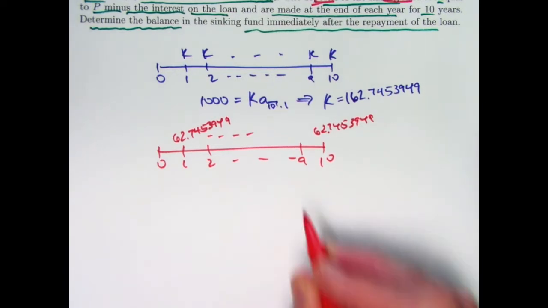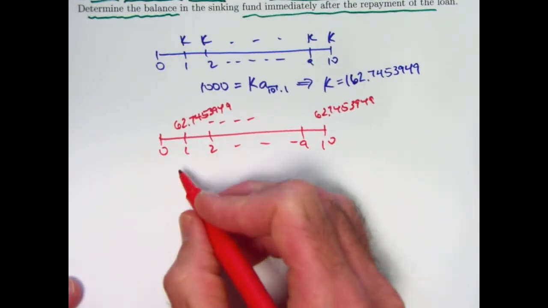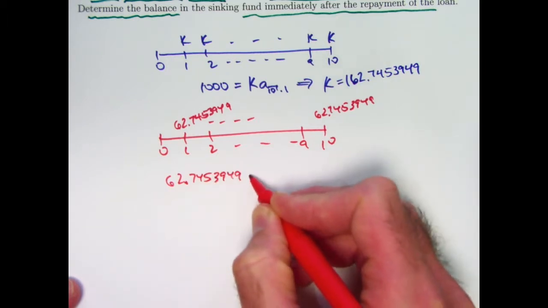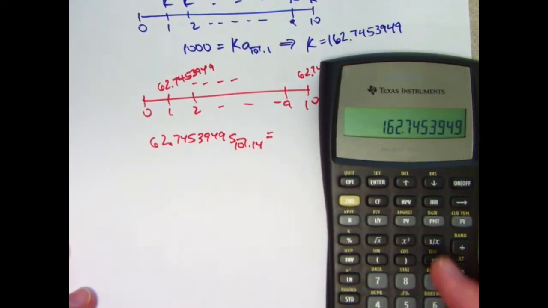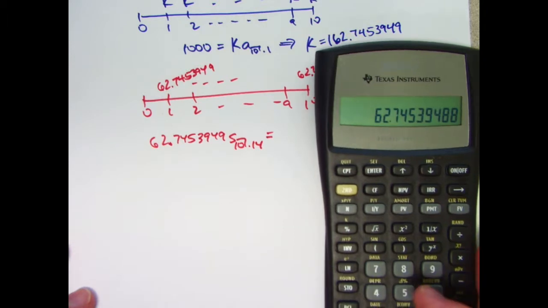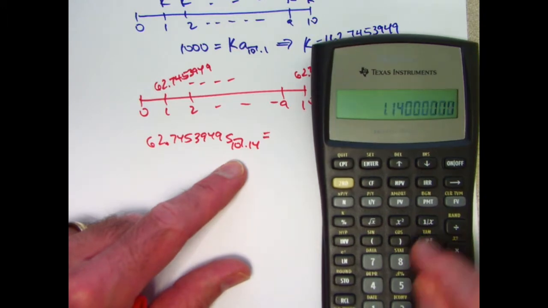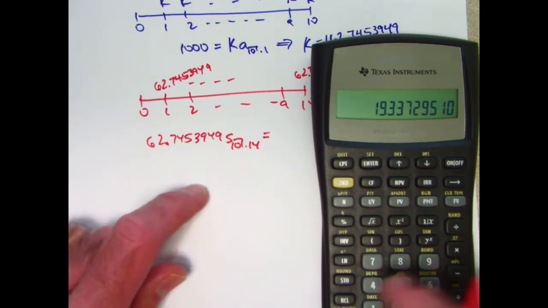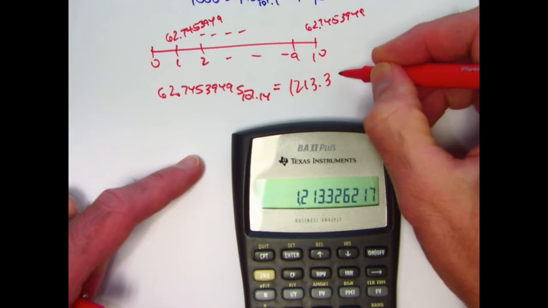Evidently, if I accumulate the value of these deposits to time 10 under this 14% interest rate, I'll get more than 1,000. Let's see if that happens. So 62.7453949 needs to accumulate to time 10 under a 14% interest rate. There's your 62. I'll store that in register 0. S10, I got 1.14 to the 10th power minus 1 divided by 0.14, 19.337, multiply it by the 62 in register 0. This account accumulates to 1213.33. Now I'll go ahead and round.